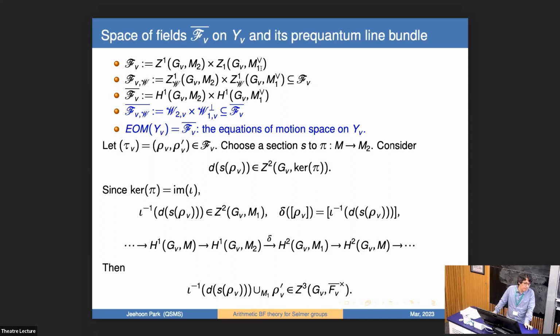Can I ask a question? When you set up the action functional, you didn't mention any line bundle. Can you just say how it comes? Right, so that's the quantization process. That's the classical theory, and then physicists want to quantize it, and the process of quantization involves constructing a line bundle, and then taking sections from that. So that's the kind of problem. A line bundle on the moduli space? Yeah, on the space of fields. In this case, that will be F_v.